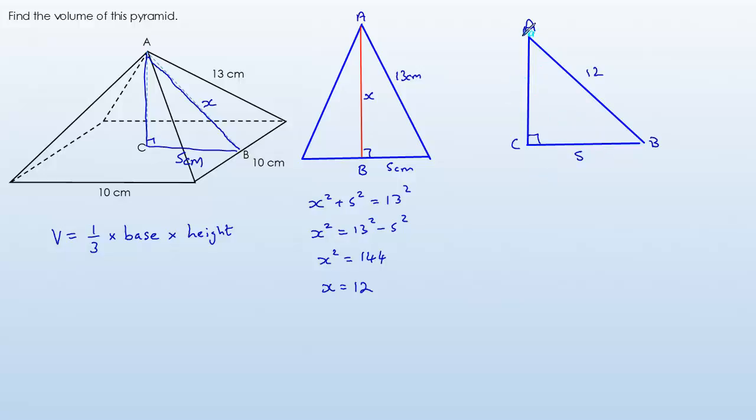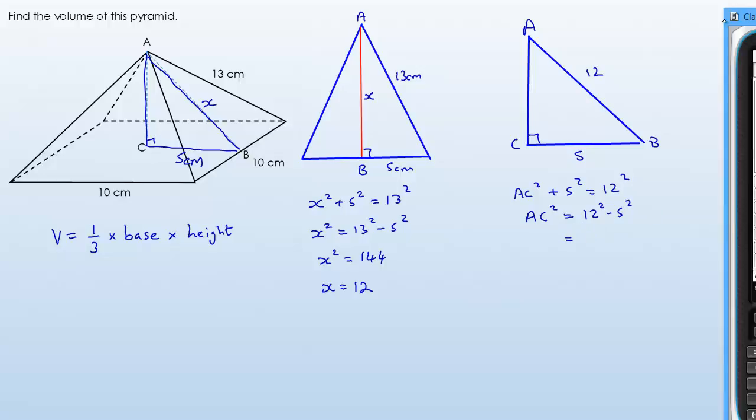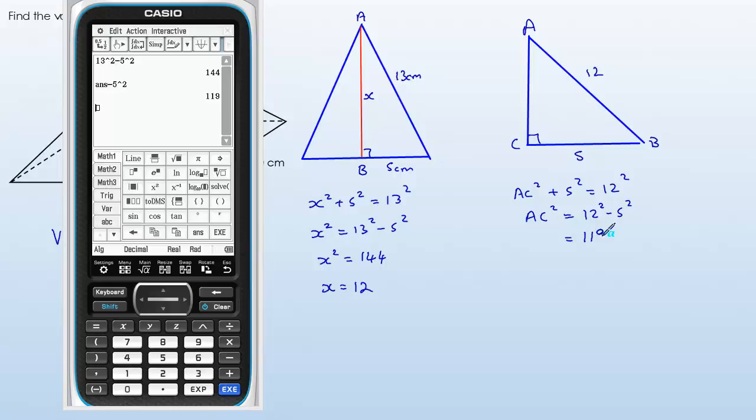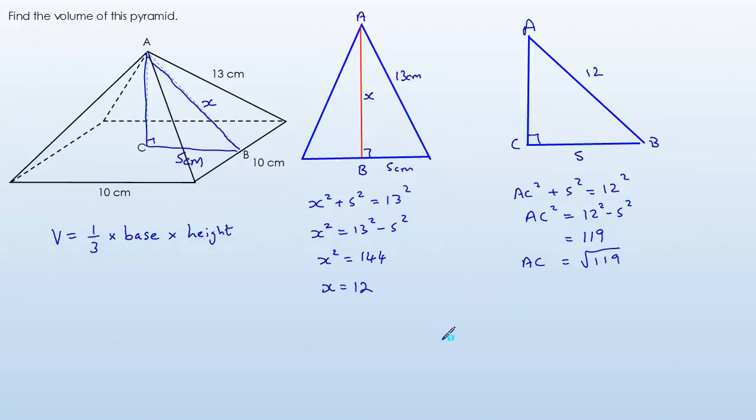And so, once again, AC is a shorter side, so AC squared, add 5 squared equals 12 squared. So AC squared is 12 squared minus 5 squared. So 12 squared is 144, so we can just use that. And we'll just take away 5 squared from that. That's 119. So AC is going to be the square root of 119. We don't need to work out what it is. So AC, of course, is the height.